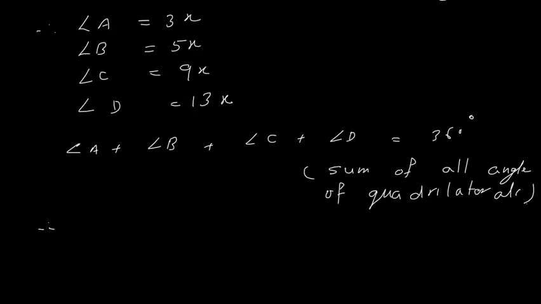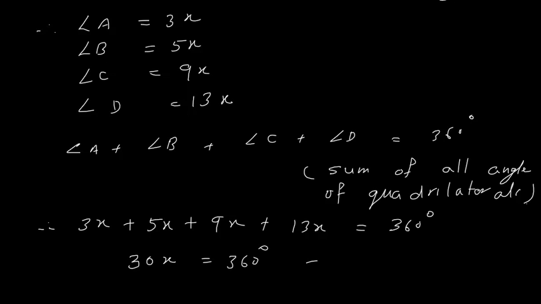So therefore the value of angle A is 3x, angle B is 5x, angle C is 9x, angle D is 13x. So they all together will be 360. You add 3 plus 5, 8, 8 plus 9, 17, 17 plus 13 is 30. So 30x is 360 degrees. So this gives me the value of x: the 0 will cancel, 3 ones are 3, 3 twos are 6. So x is 12 degrees.